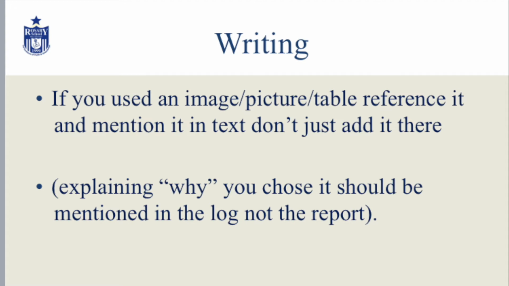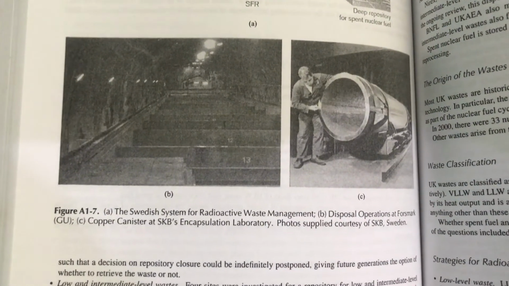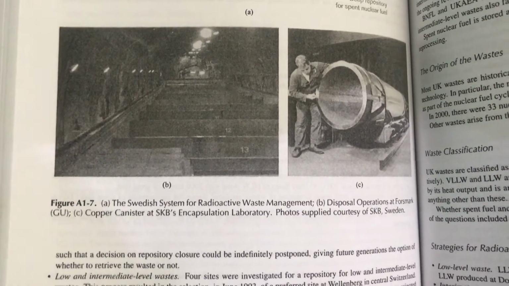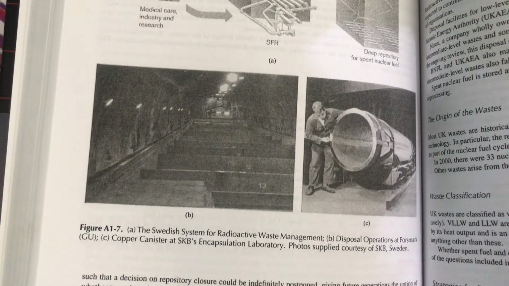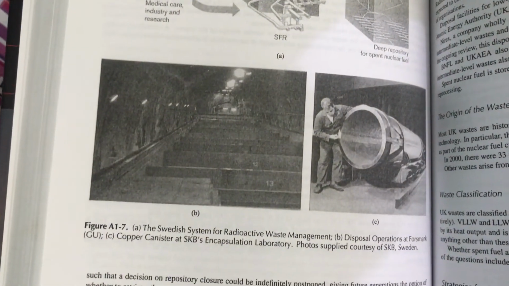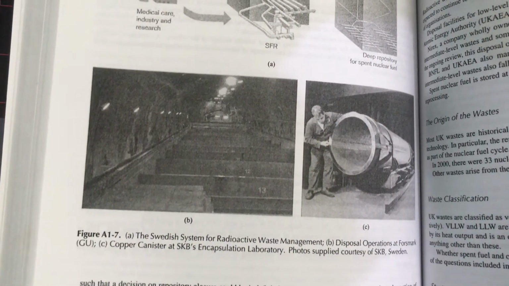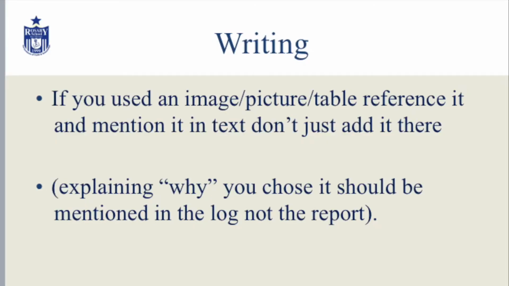If you use an image or a table from a source, you have to reference it. Try to label any image or table that you use. Give it a title, and mention where you took it from. So this is a part of the book. This is figure 1.7. You see, photos supplied courtesy of SKB Sweden. You have to mention where you took this photo from. Reference it.